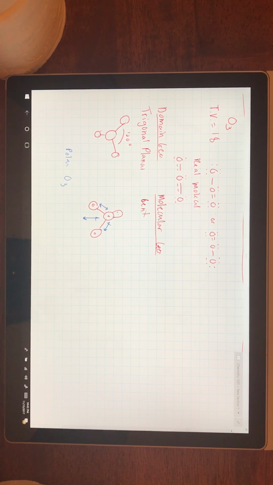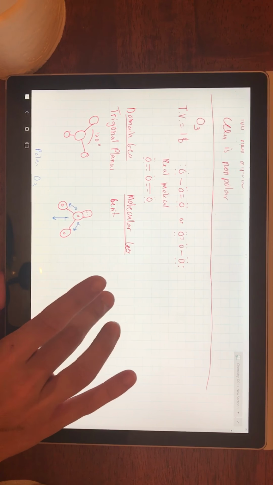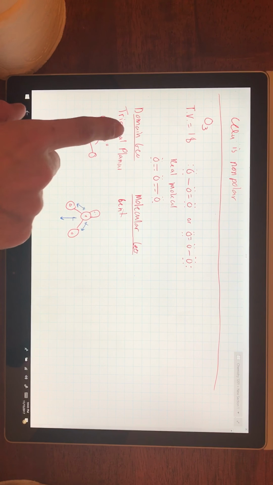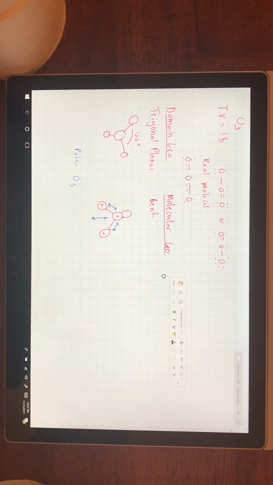Now, some common mistakes that people make for these is that often they will mix up the Lewis structure, which is really important not to do, because if you get the wrong Lewis structure, your whole problem will be wrong no matter what. Also, it's important to recognize the difference between the domain geometry and the molecular geometry, because although they're sometimes the same, they're not always.